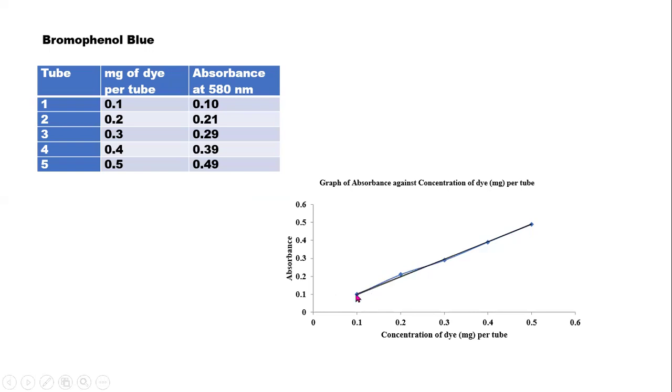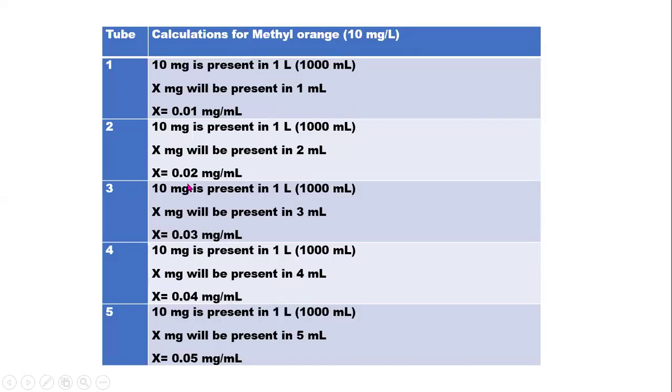So if you look at it, can we say there is direct proportion between absorbance and concentration? Yes, we can say, because you can see a straight line fitting almost all the points. As the concentration increases, you have an increase in the absorbance. Okay, so that is for bromophenol blue. For methyl orange, the stock concentration is 10 milligram per liter. So 10 milligram is present in 1 liter. How many milligram will be present in 1 mil?